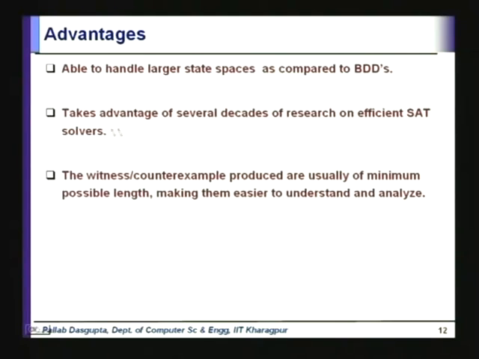Another advantage of BMC is that the witnesses produced are usually of minimum possible length, because you are iteratively increasing the bound. So, you will get a shorter witness, which is easier to debug, because finally the verification engineer will have to see the counter example, debug that and find out where the error lies.